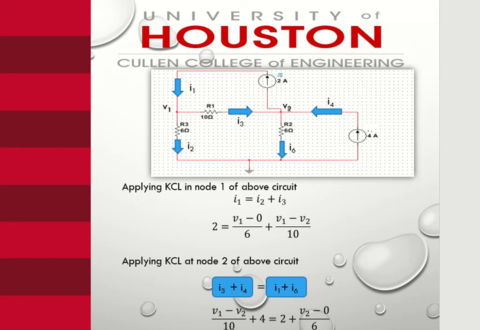Applying Kirchhoff's current law at node 1, we can see that I1 is equal to I2 plus I3. Current is nothing but voltage by resistance, so if we express it in terms of voltage, we have this equation. Again, applying Kirchhoff's current law at node 2 of the above circuit, node 2 is right here, we can see that I3 plus I4 is equal to I1 plus I6. Again, forming this equation in the form of voltages, we have these equations.